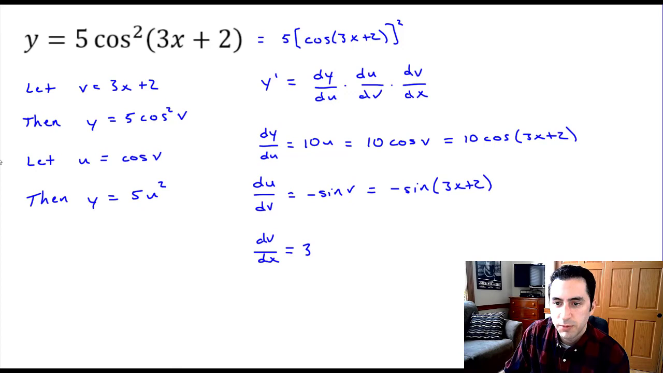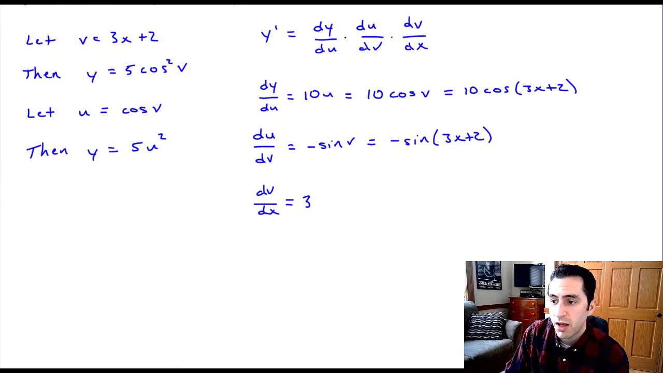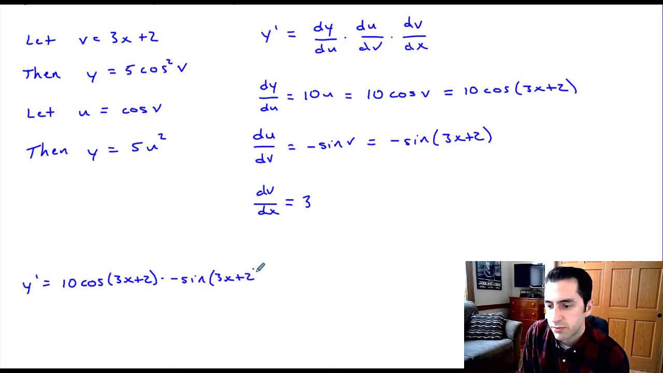So now to finish this up, to find our derivative, we just need to multiply all three of those pieces together. So the derivative of y is going to be equal to 10 times the cosine of 3x plus 2 times negative sine of 3x plus 2 times 3. And let's just do a little bit of simplifying to finish up. So I have 10, I have a negative 1, and I have a 3. Multiplying those together, we get negative 30 cosine of 3x plus 2 sine of 3x plus 2.